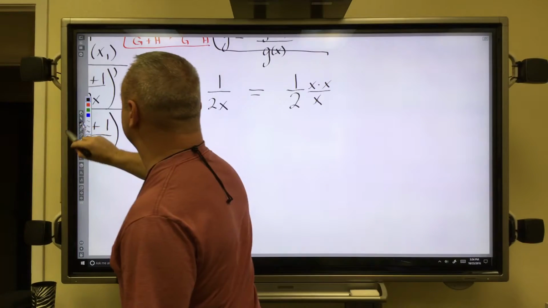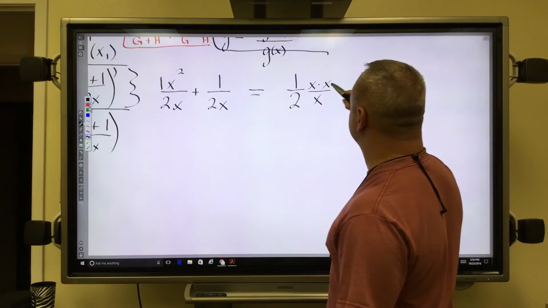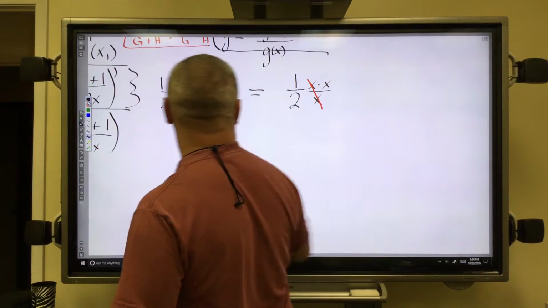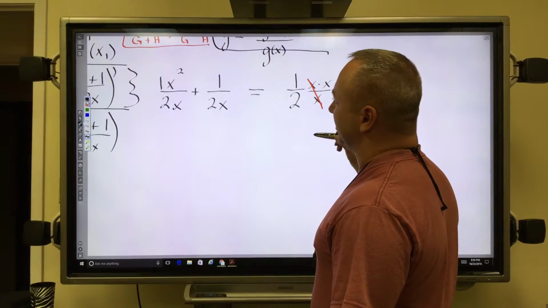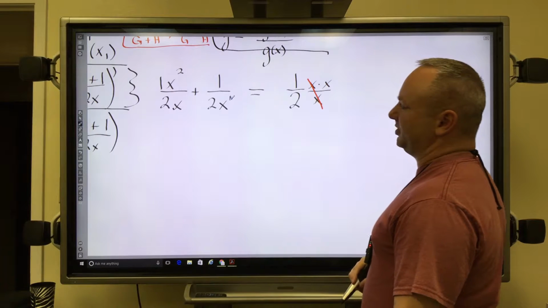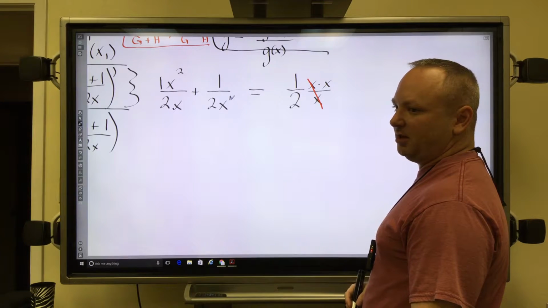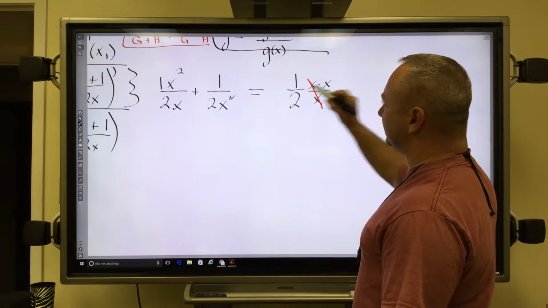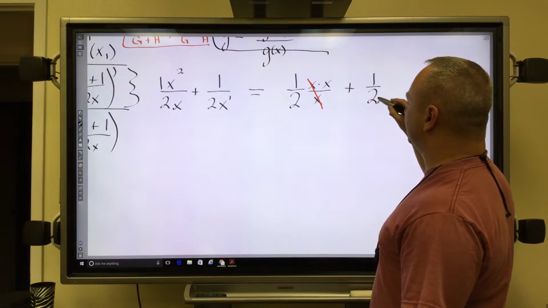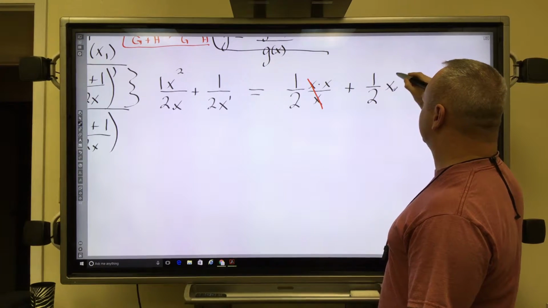I'm showing you every step because I don't want you to get lost. I can get rid of those 2 x's if I want, or I can get rid of the other 2. I don't care. All right, so that's that one. This other one, this x is to a positive 1. I don't want it on the bottom. So I can say plus, I still have my 1/2. Then I'll just say x to the negative 1.